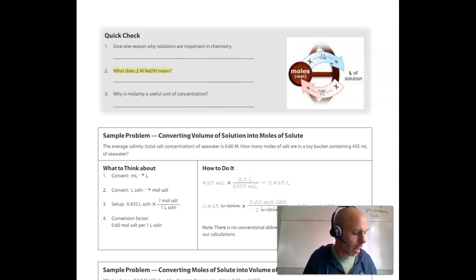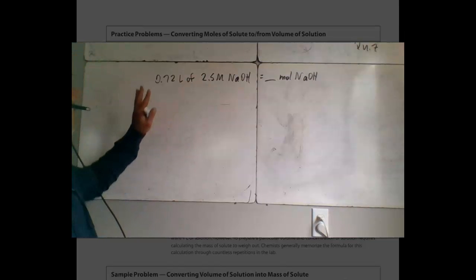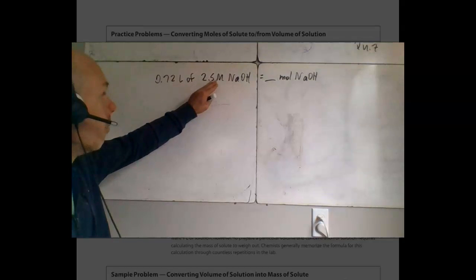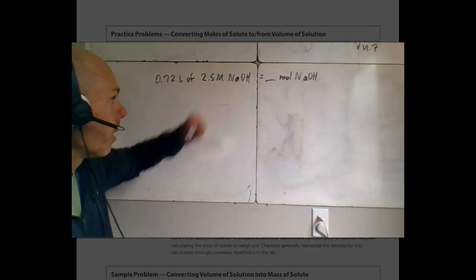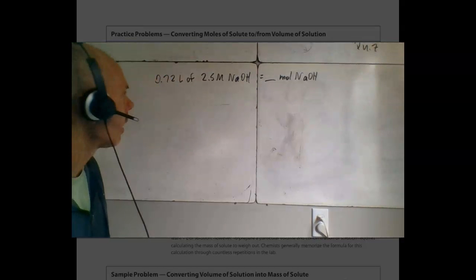So we're going to flip the page and solve practice problem 1 on page 155 of the ebook, which I've got highlighted here on the whiteboard. All right, so it looks like we've got 0.72 liters of a 2.5 molar sodium hydroxide solution. And we want to figure out how many moles of sodium hydroxide there would be in that.